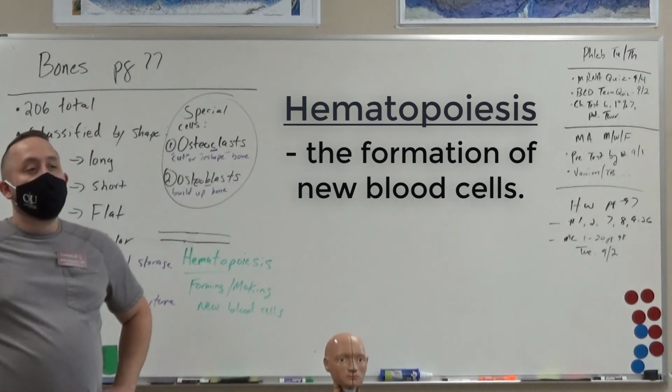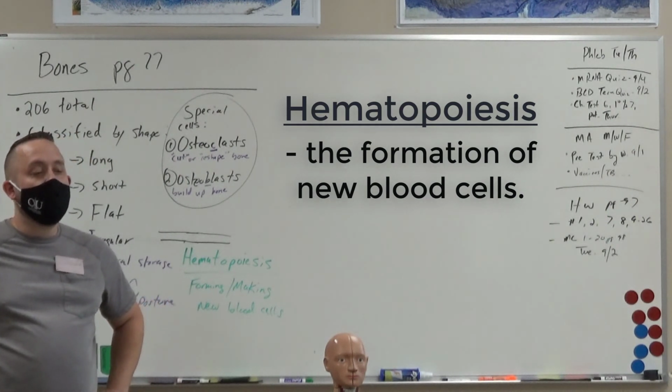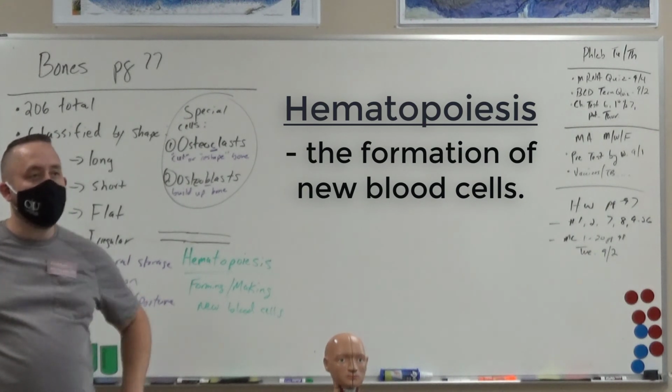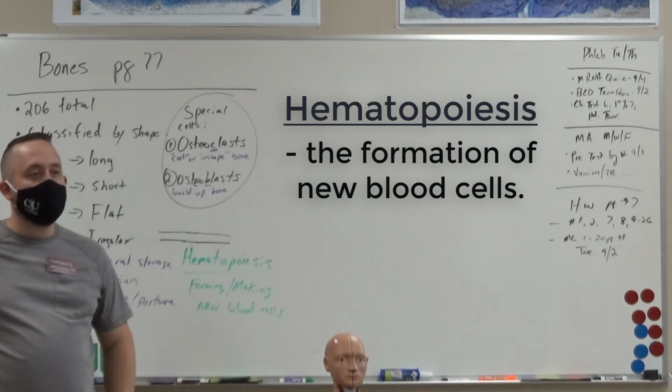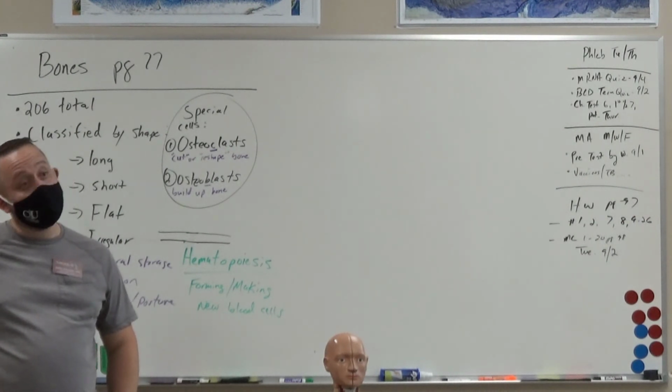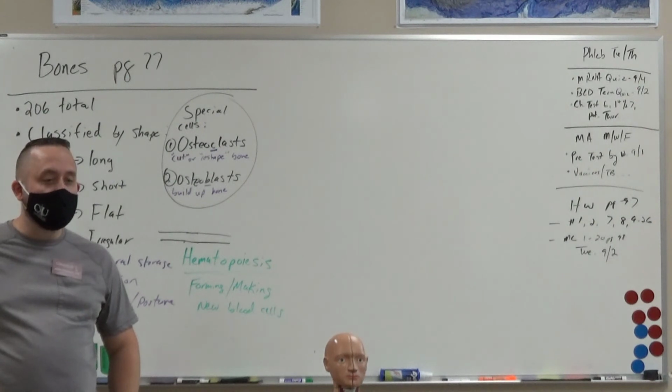Where does that happen at? In the bones, or specifically in your bone marrow is where your blood cells are made. That's kind of common knowledge, right? But that's an important function of the bones. It's hematopoiesis. What is hematopoiesis? The formation of new blood cells.